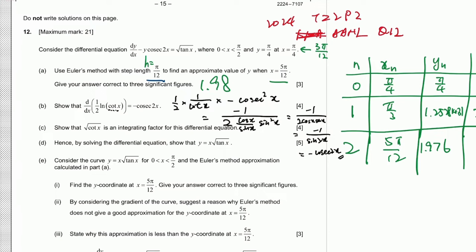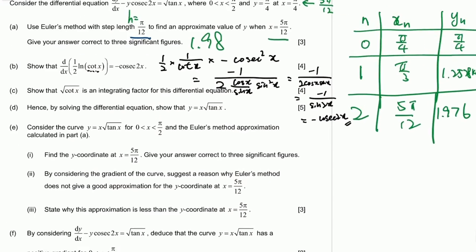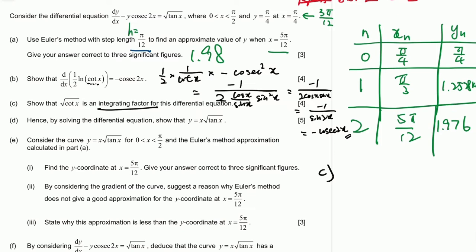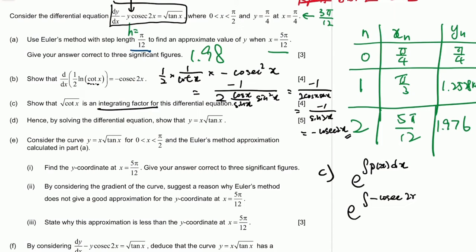Show that the square root of cot is an integrating factor. So they're nice, they tell you this differential equation is the type that needs an integrating factor. So the integrating factor is e to the power of the integral of P(x). P(x) is the thing that is multiplied to y. So it's really negative cosecant 2x.